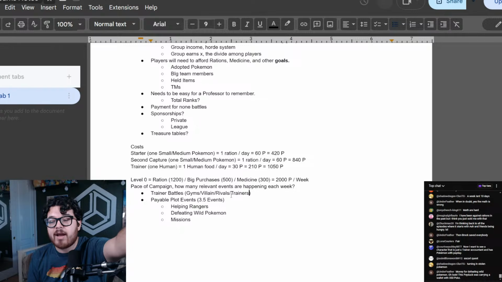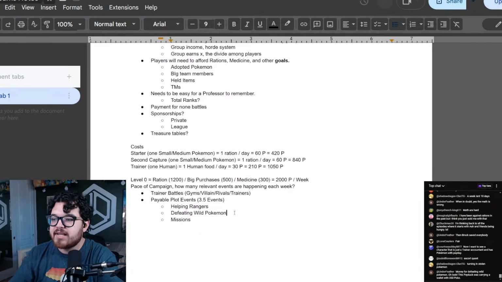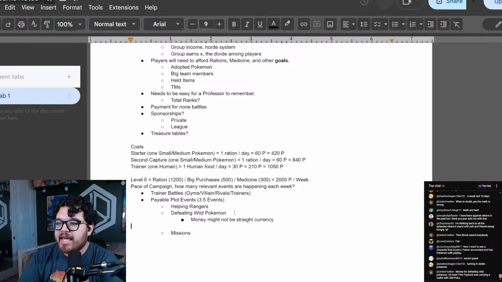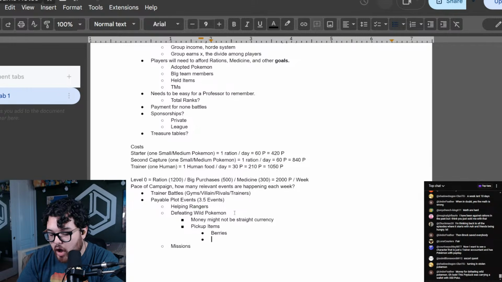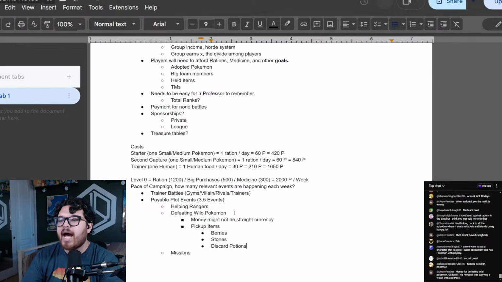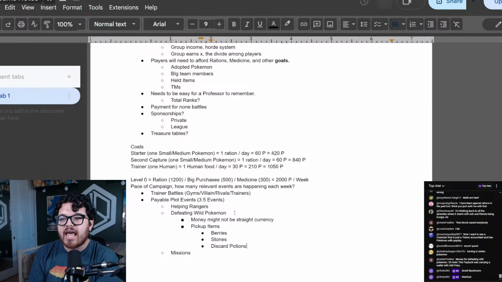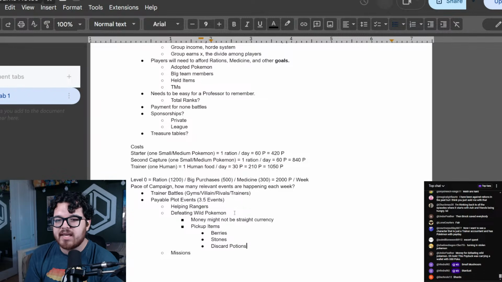So, Underfeather, I want to talk about that. Actually. Because defeating wild Pokemon, money might not be straight currency. This is where we get the pickup items. The berries, stones, even discarded potions, that sort of thing. The random items you run into in a Pokemon game, this is where they go. If you defeat wild Pokemon, that thing has a nest. That thing maybe shows you where something is. Like Stardust, right? Yeah, that's another good one.